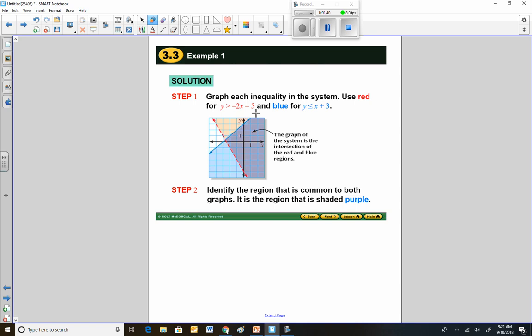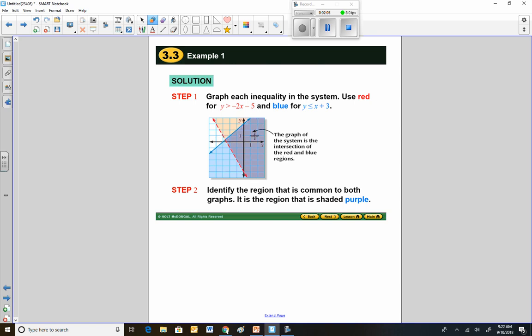Now, deciding where to shade, let's go back to this original one. y is greater than this line. So if it's greater than, it's going to be above. So that's why this is all shaded up above. All this would be shaded. I'd be coloring all over here. Now, when it comes to my other blue line, it says y is less than that. So as I draw my blue line, I'm going to shade below the line. So this is all getting colored blue.